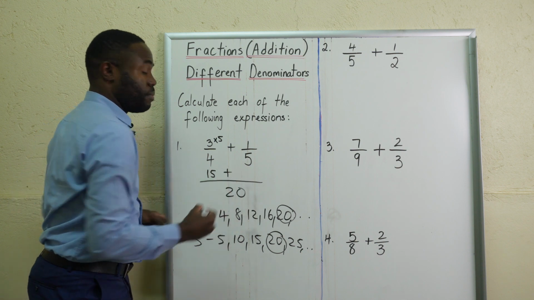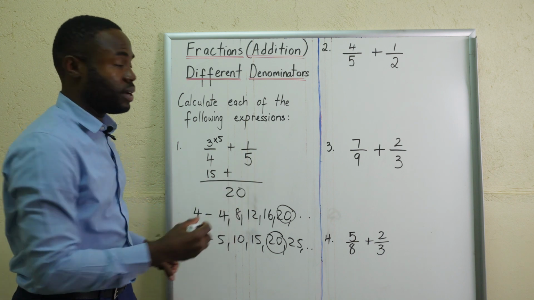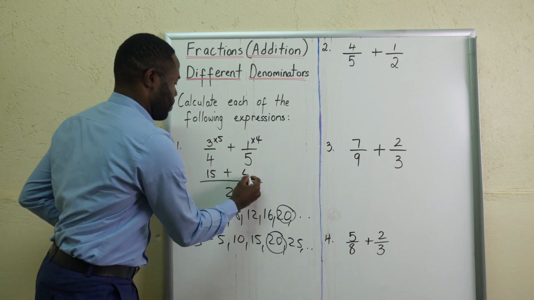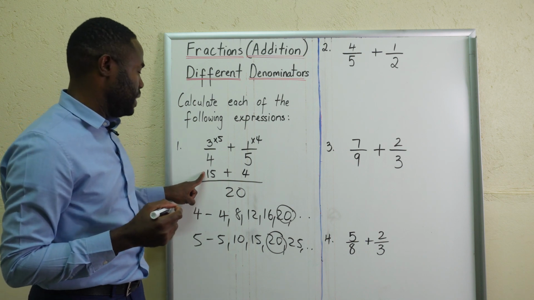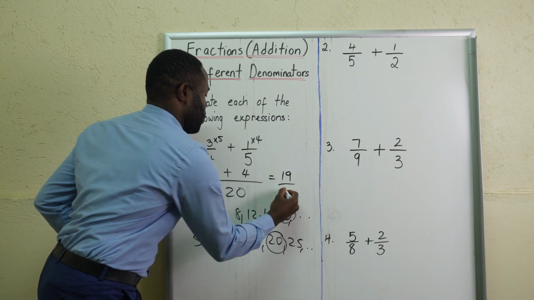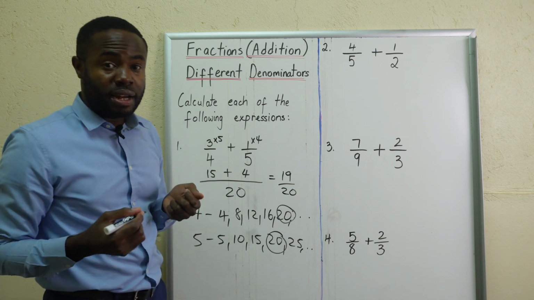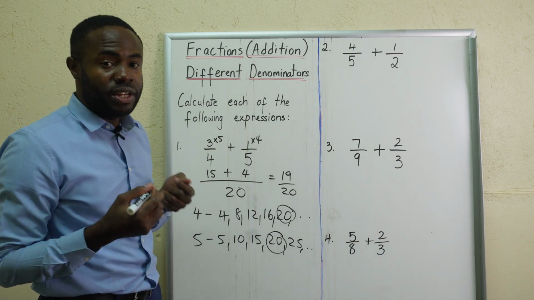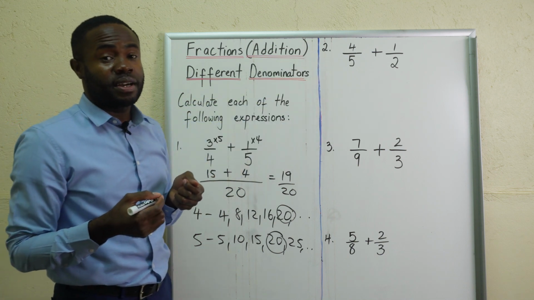Then you're going to put back your plus sign there. Then you're going to continue dividing. So 5 into 20, that goes 4 times. So it's 1 times 4, which is 4. After you have done that, you need to add the numerators. So it's 15 plus 4, which is equal to 19 over 20. This is one such technique that can be used to add fractions that consist of different denominators. Let's try another example. This time around, I'm going to take a different approach.